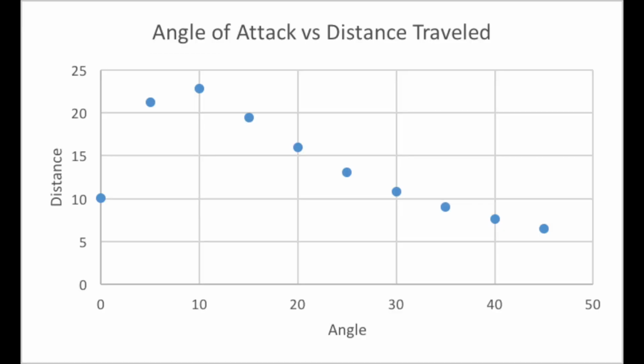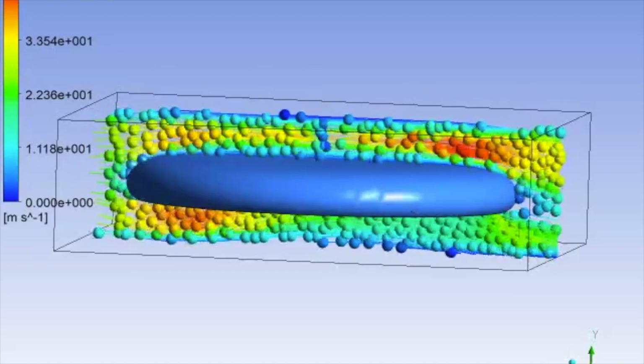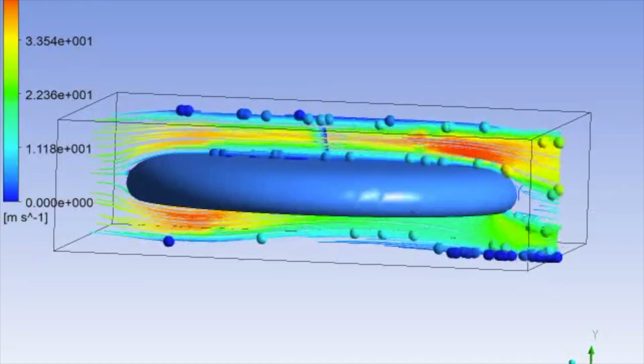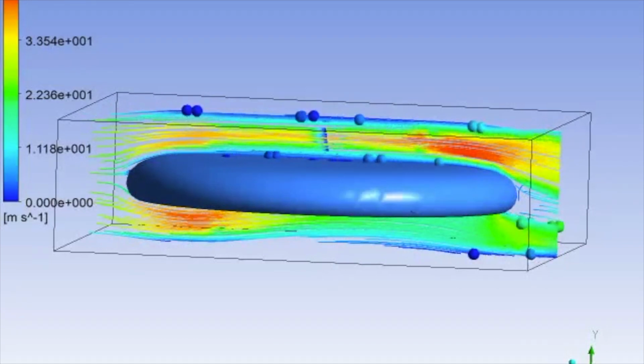This video will show a MATLAB solver that calculates the distance a frisbee travels with a starting velocity and angle of attack, and an ANSYS simulation of a frisbee in flight, showing the effects of lift and drag forces as well as the airflow over the disc.